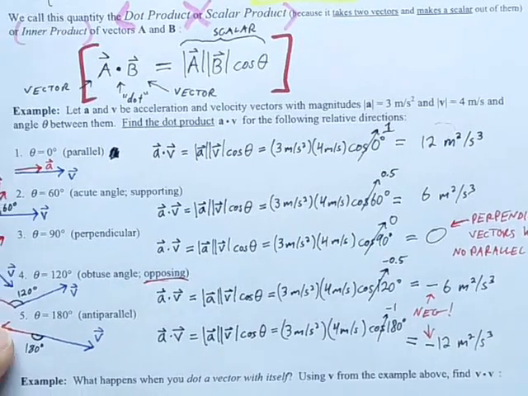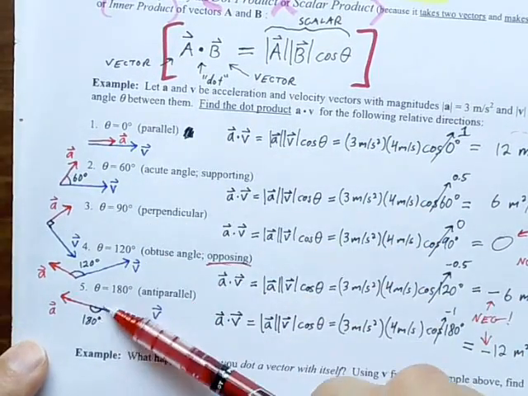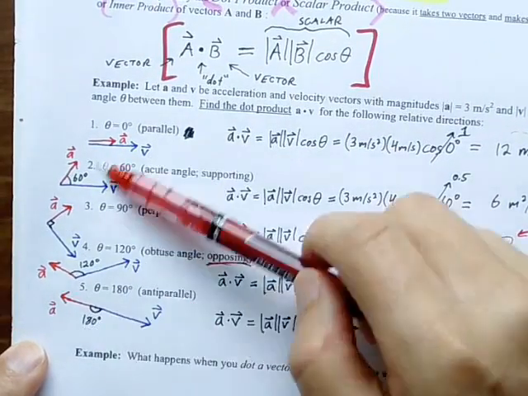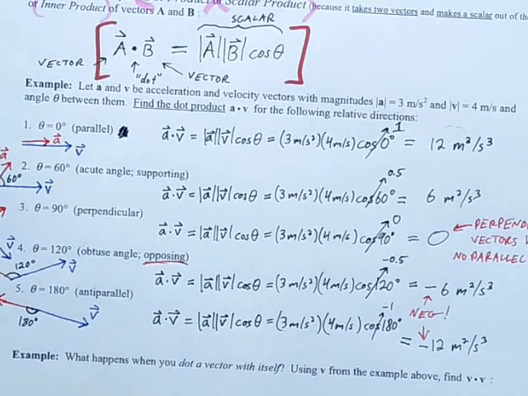So there we go. In each of these 5 cases, we've taken these 2 vectors and constructed a single scalar value from those 2 vectors. A single scalar value that tells you something about how large the 2 vectors are and how much they are supporting or opposing one another.